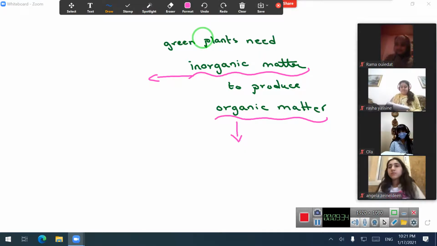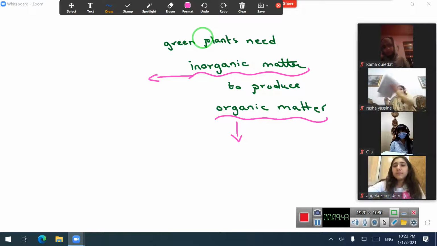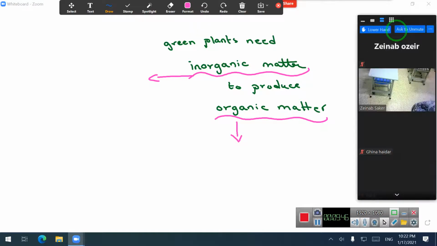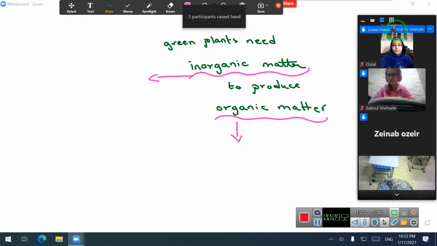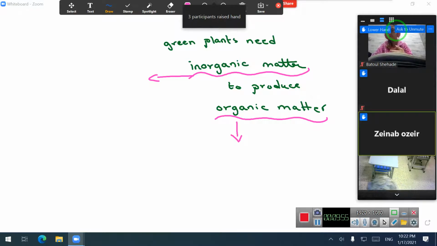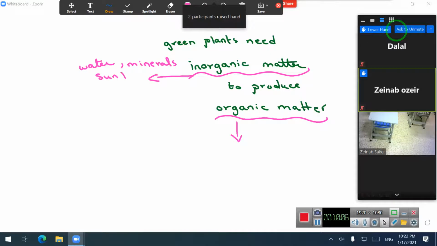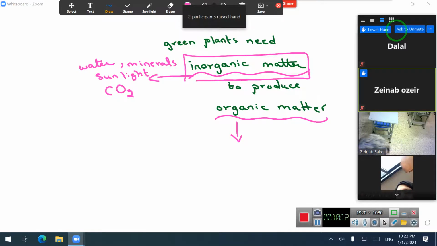Inorganic matter are the substances that the green plant needs. What does the green plant need? We said before at the beginning of the session. What does the green plant need to produce its own food? Zainab, what does the green plant need? It needs water. Excellent, Zainab. So it needs water, minerals, sunlight, and carbon dioxide. What is this called, Batul?